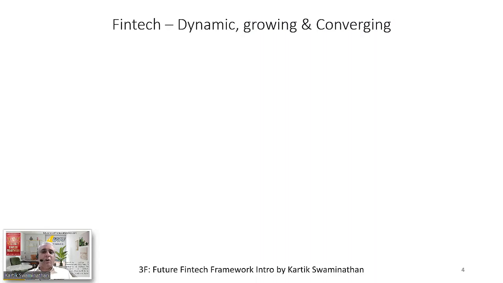So fintech, as we all know, is growing. It's a dynamic industry, lots of stuff happening. There's a convergence happening with other industries. Simply put, fintech is financial services and technology, and now a digital dimension has got added to fintech, and not just fintech, I'm sure this is impacting every other industry. So now a combination of fintech and digital is much more powerful in terms of enabling every industry.